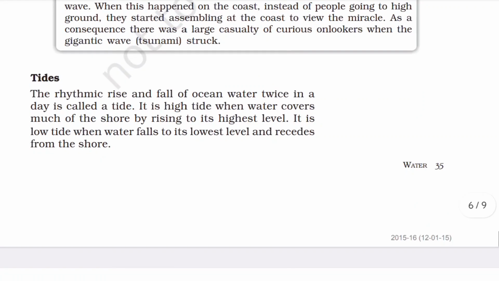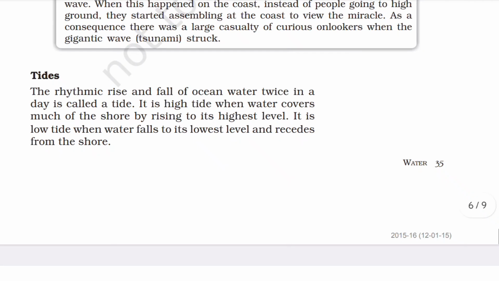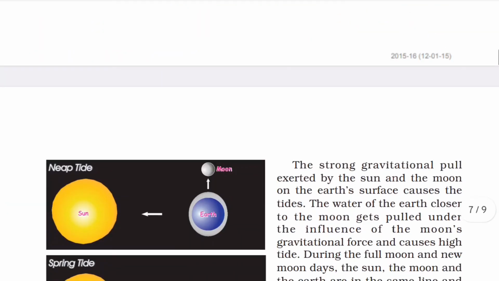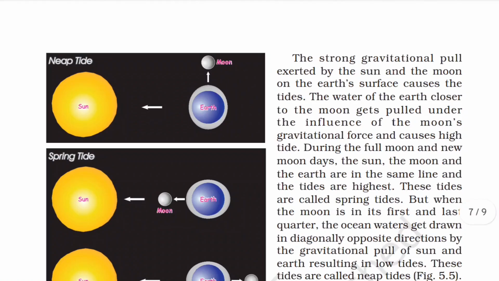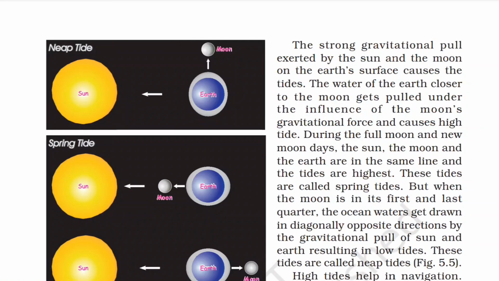Tides. The rhythmic rise and fall of ocean water twice in a day is called tide. It is high tide when the water covers much of the shore by rising to its highest level. It is low tide when water falls to the lowest level and recedes from the shore. The gravitational pull exerted by the sun and the moon on the earth's surface causes tides.